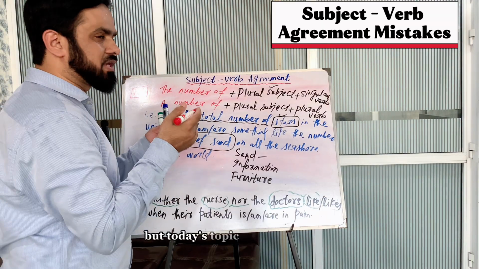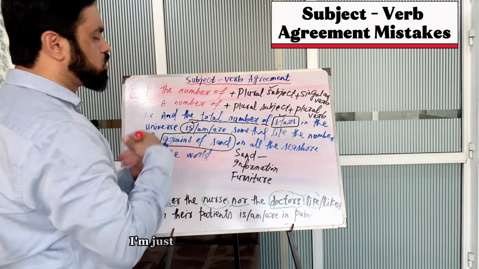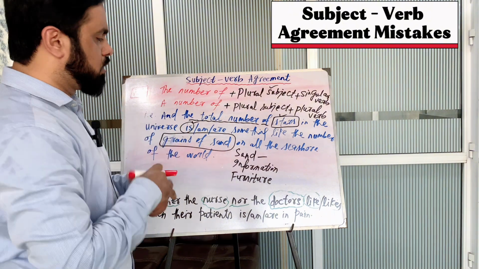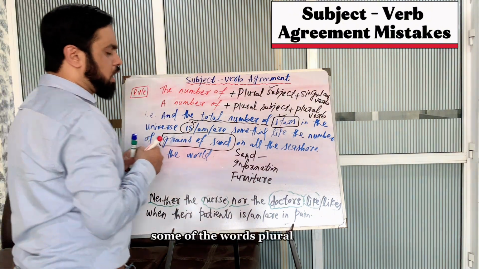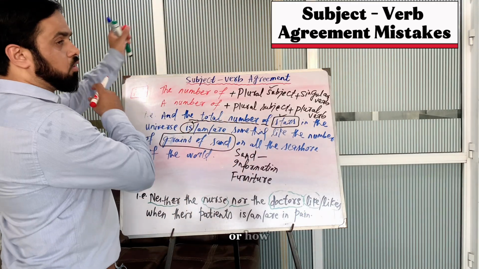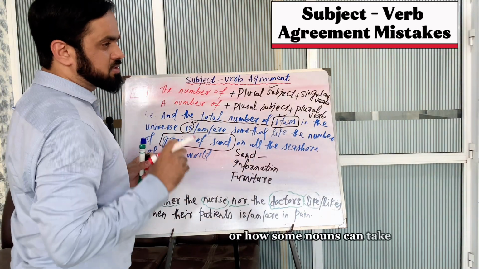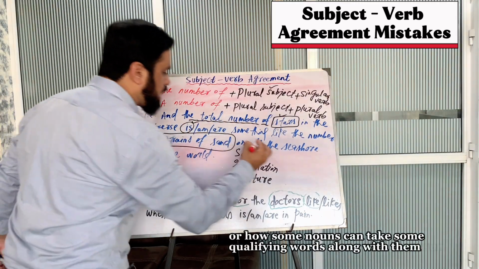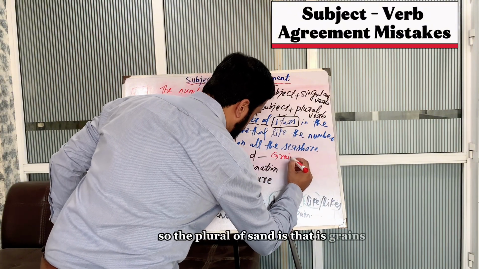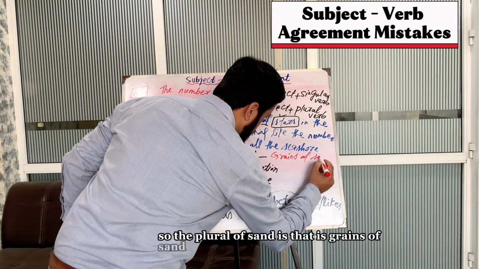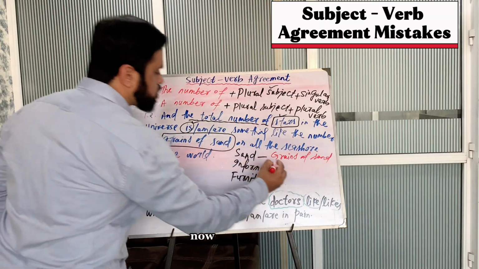But today's topic is not the noun. I'm just going to briefly tell you how some nouns can take some qualifying words along with them to form plurals. Sand. So the plural of sand is grains of sand. Okay. Now, information.